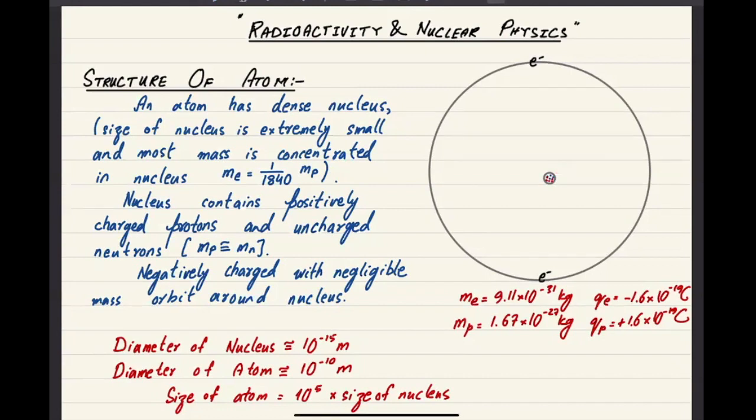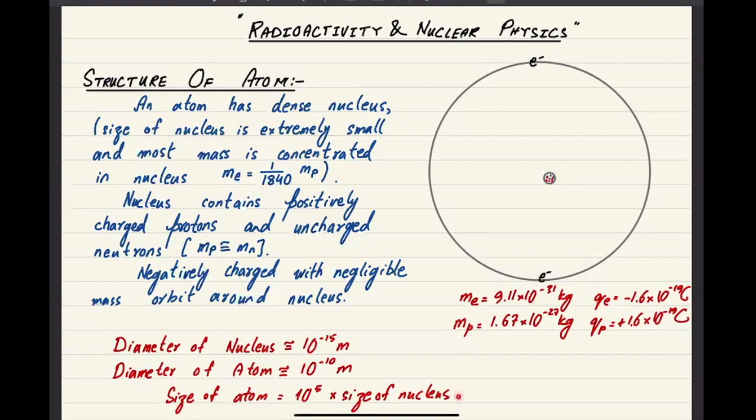First of all, the size of the nucleus is really small. And whenever I say small or big, it's a comparison. So it's very small in comparison to the entire size of the atom. And of course, atom is itself very, very small. But when you make a comparison of the atom with the nucleus, the nucleus is very small in comparison to the whole size of an atom.